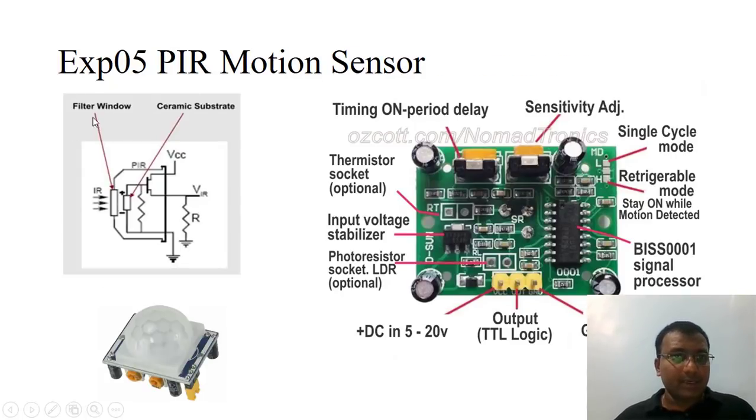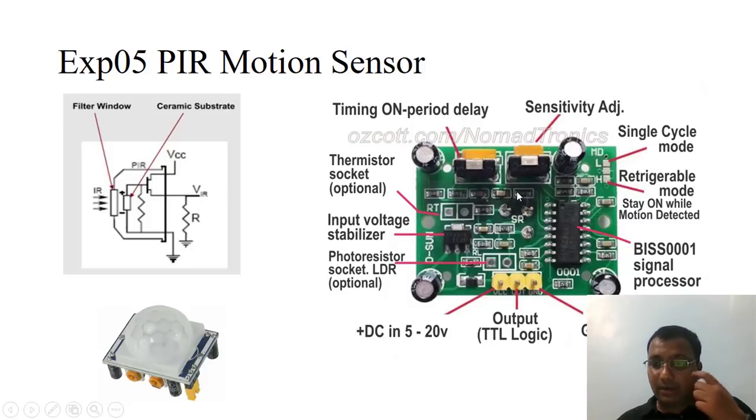Under the PIR motion IC, there is one filter window which receives the reflected signal, and there is one ceramic structure inside it. It looks like this. On the top, this shield is known as the Fresnel lens. There are 2 ports available. One port is for sensitivity adjustment, another port is for time adjustment. So we can adjust the triggering delay, and we can adjust the sensitivity as well.